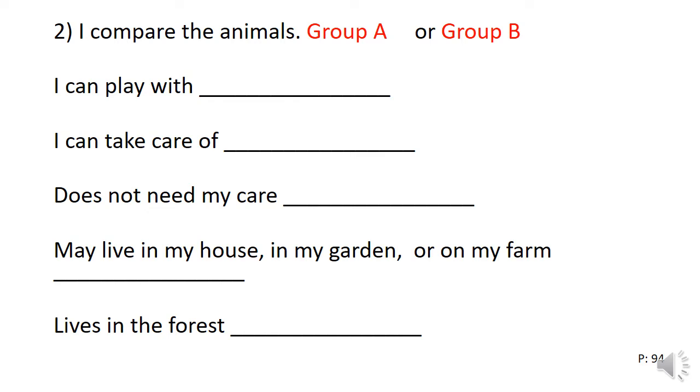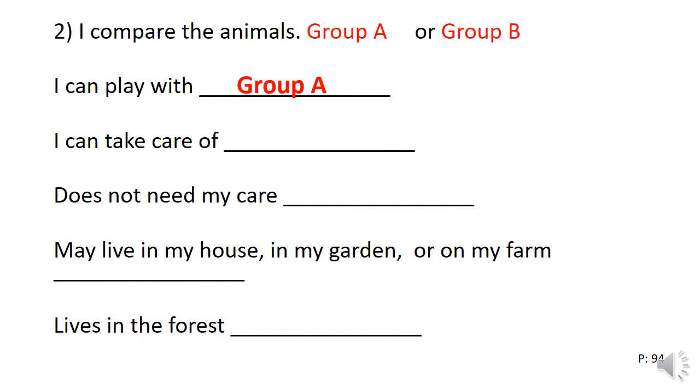What do we have in group A? We have cat and dog. In group B, we have fox and lion. Which one can I play with? Which group? I think group B. I can keep my fox inside my house. Can I do that? Sure not. So I can play with group A, the cat and the dog.